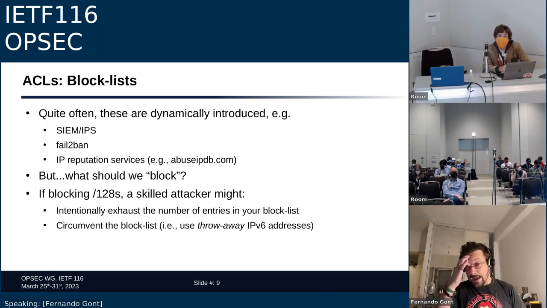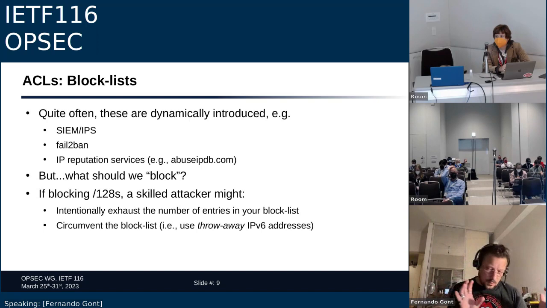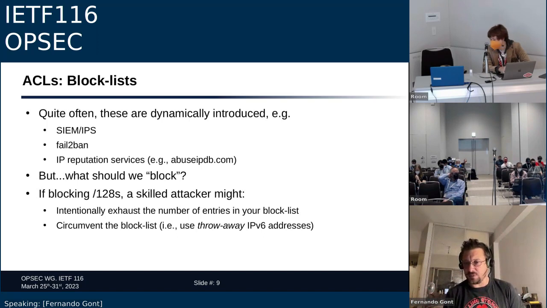Now, the question here is that these tools will normally give you a /128, a single address, similar to what happens in the IPv4 world. So the question is, well, what should we block? Okay, we learned a full IPv6 address, a /128. What should we block? Now, this is tricky. If you approach this topic from an IPv4 perspective, obviously what you do is you just block the /128.